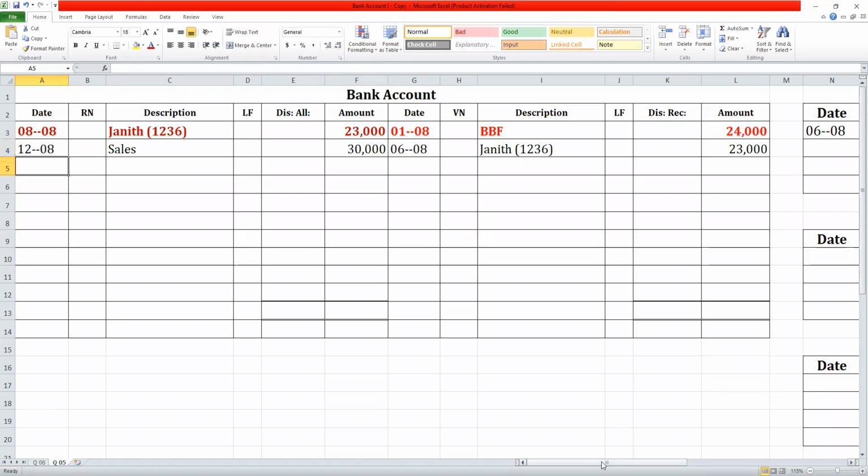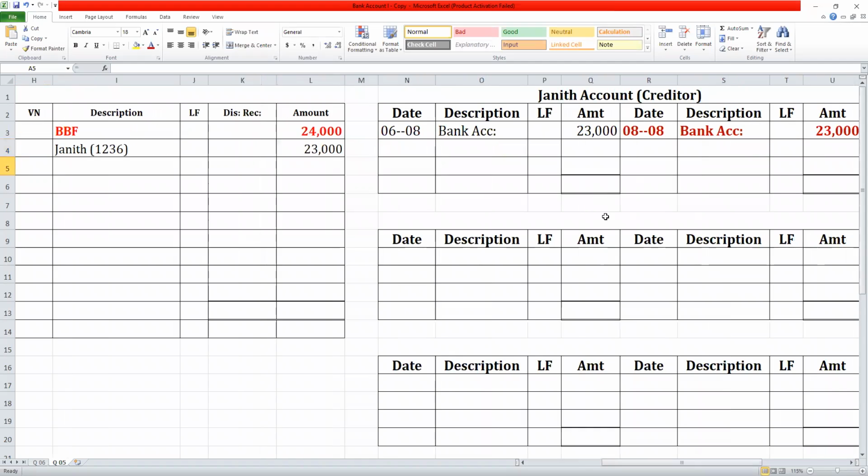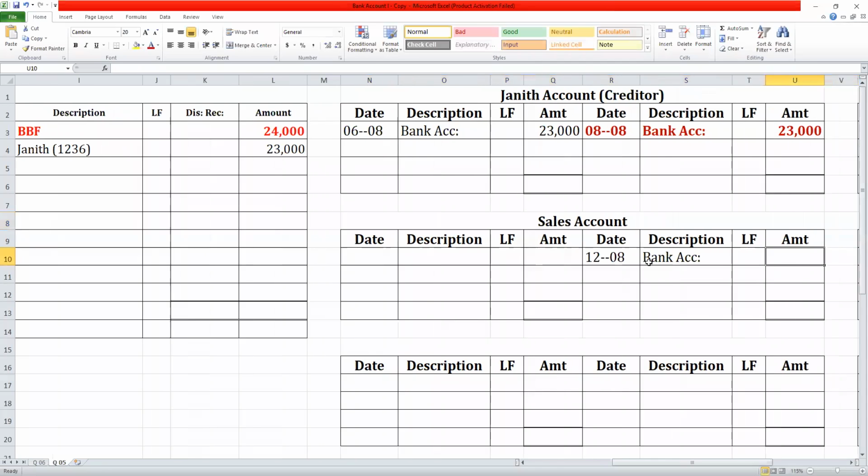And update the next account for sales. Remember, sales is an income. The date 12th of August. Description, bank account. Amount 30,000. This is how you record the cash sale.